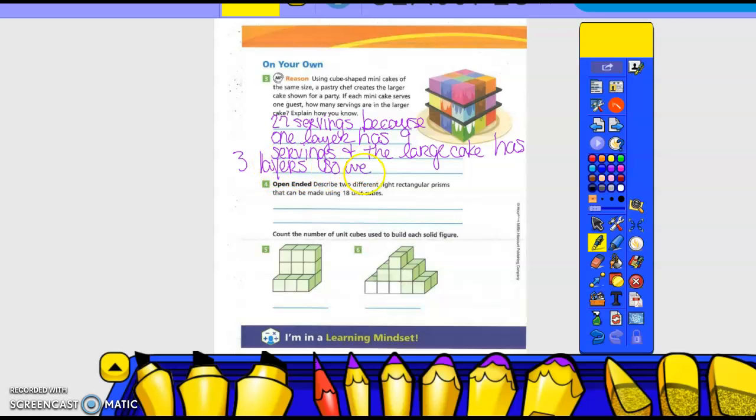So we took, what did we do? We took 9 times 3. 9 times 3, which equals 27.